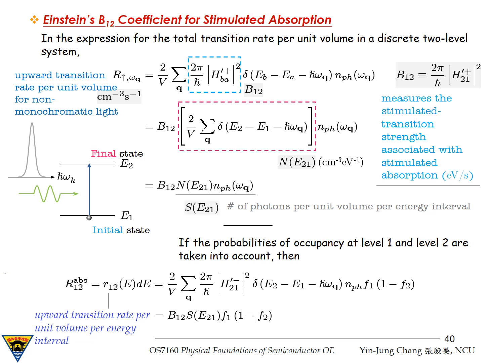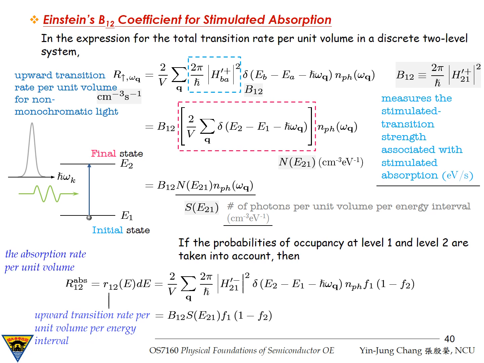The product of the density of states for photons, capital N of E21, and the photon occupation number per mode, which is N sub ph, gives the photon spectral density, capital S of E21. It is the number of photons per unit volume per unit energy interval. This allows us to write the per unit volume stimulated absorption rate compactly as B12 times capital S of E21.